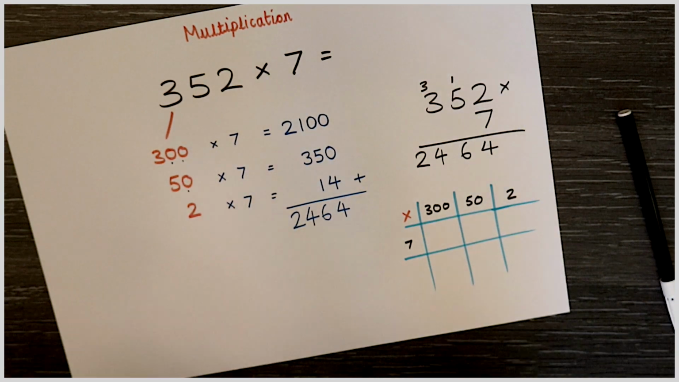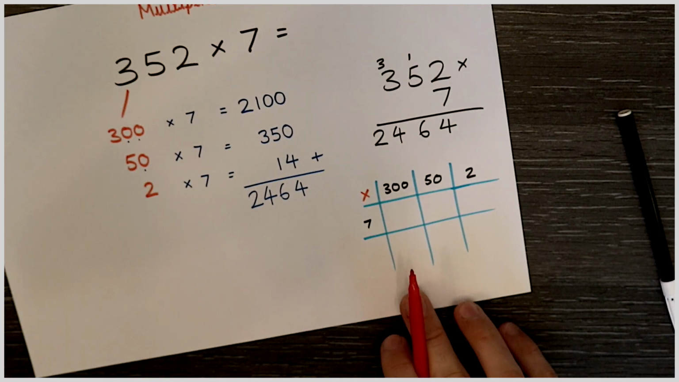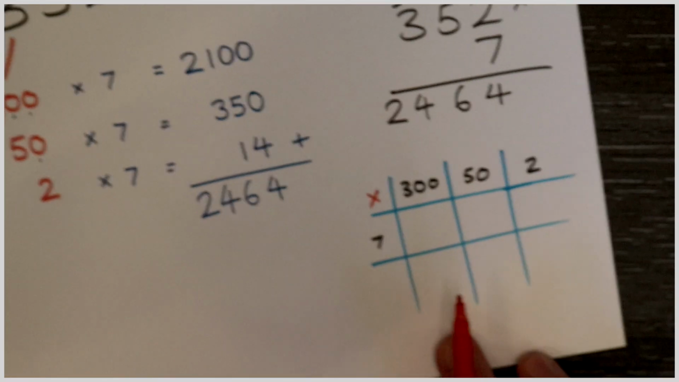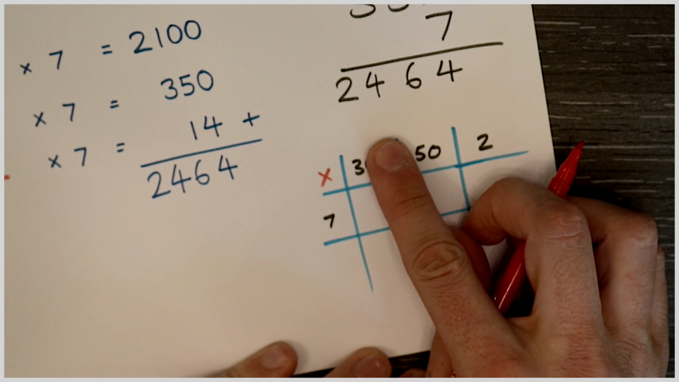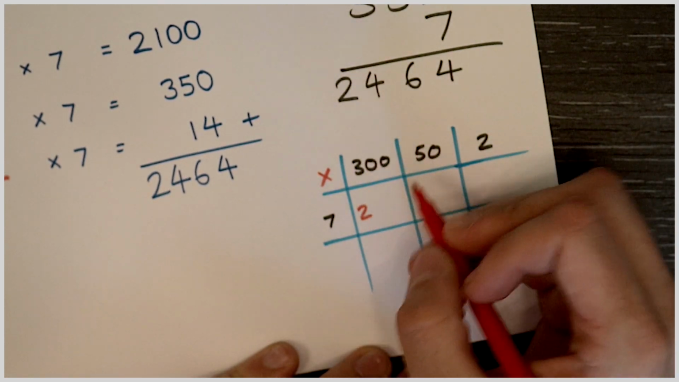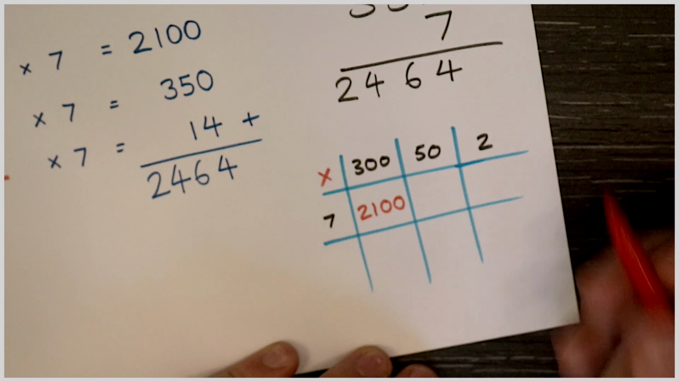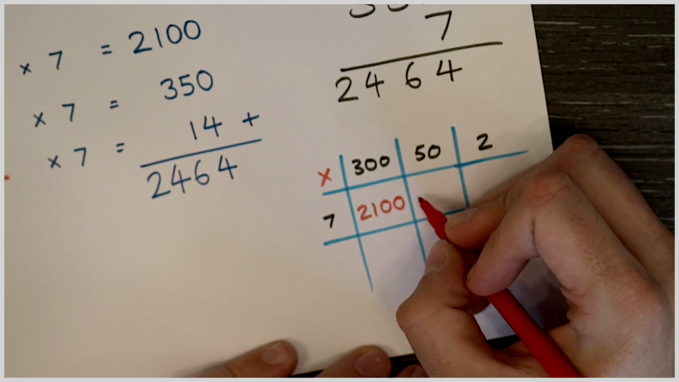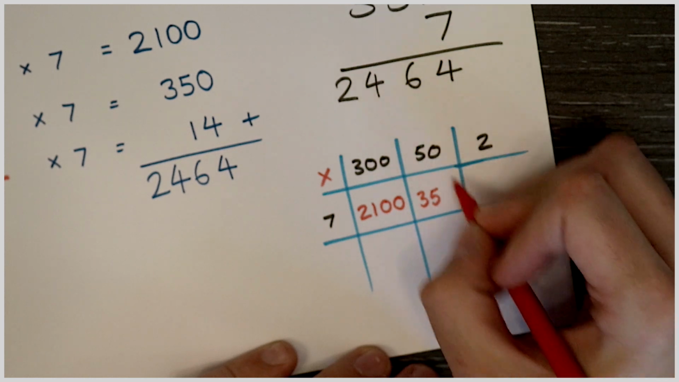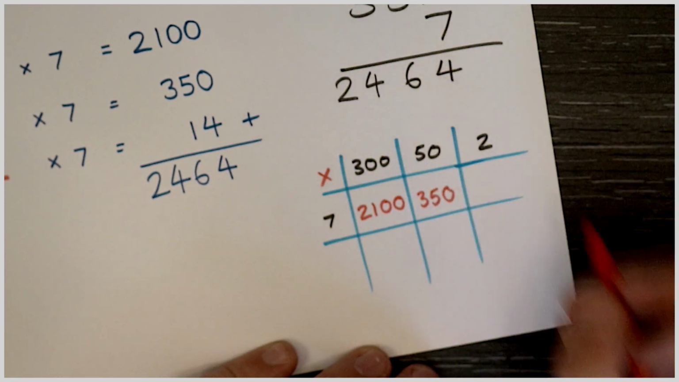And I'm going to fill in each box. Now, because I've done this before, this should be easy, but again, if you know your times tables, let me zoom in. If you know your times tables, it's easy. 7 times 3 is 21, 7 times 300, 2100. 7 times 5, 35, but it's not 35, it's 350 because we were timesing by 50.